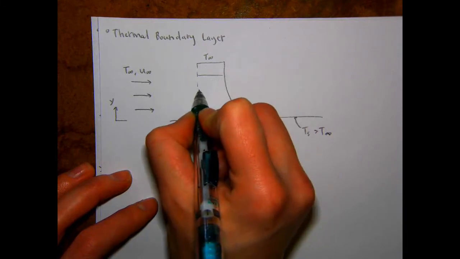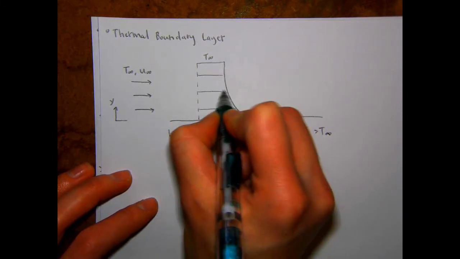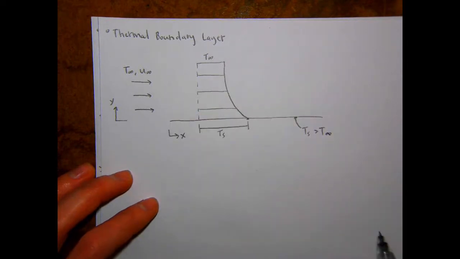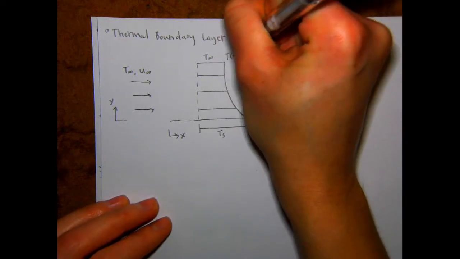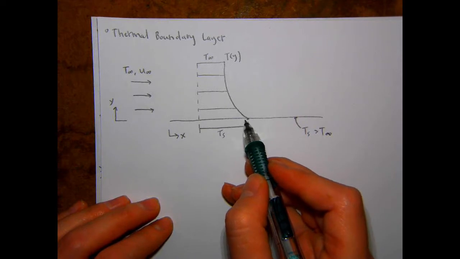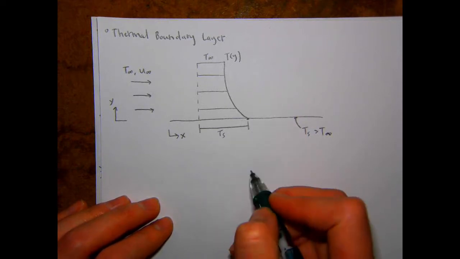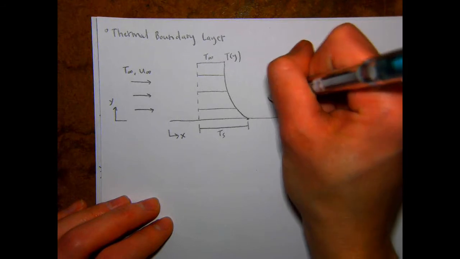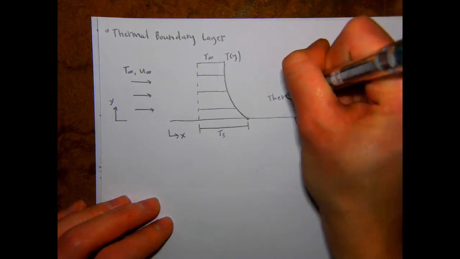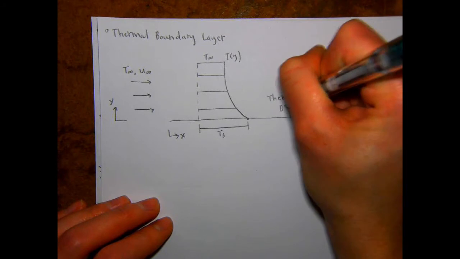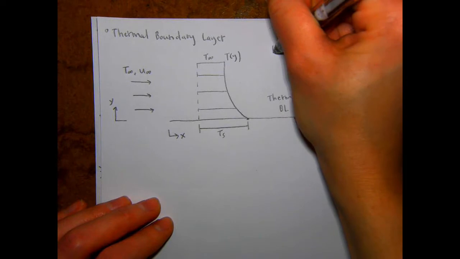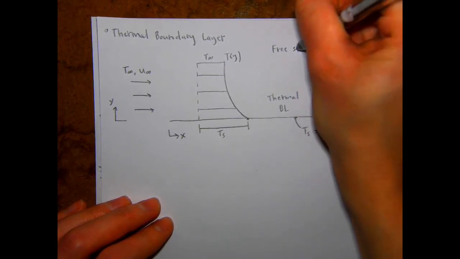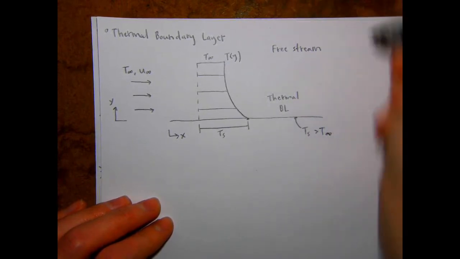And then just like before, you're going to have increasing temperature as you go down. And this is the temperature as a function of y, this profile. And then again, if you're close enough to the surface such that the temperature is affected by the surface, you're within the thermal boundary layer. And if you're far enough away that the temperature is not impacted by the presence of the surface, you're in the free stream.